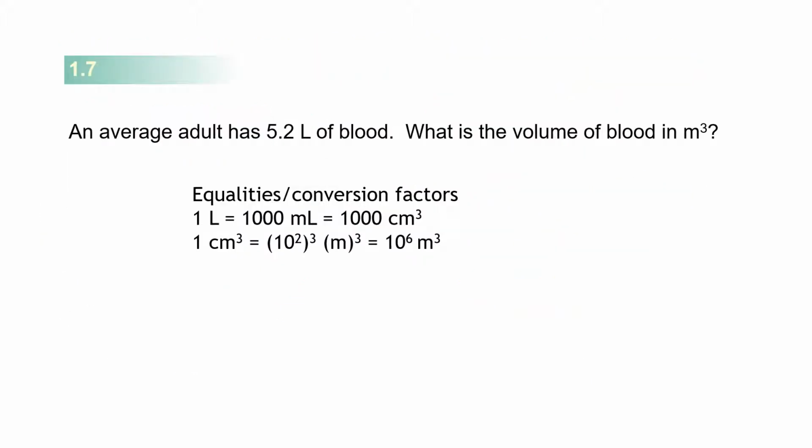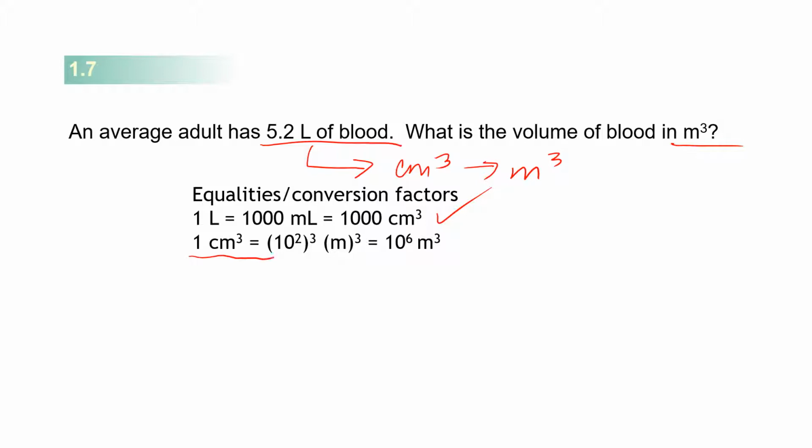Let's look at a problem where we put that principle to work. We're told here that an average adult has 5.2 liters of blood. We want to know the volume in meters cubed. Well, we just saw that 1 liter equals 1,000 milliliters equals 1,000 centimeters cubed. What's that going to do for us? Well, if we use that as a conversion factor, we can go from liters to centimeters cubed. However, we still need something to help us get from centimeters cubed to meters cubed.